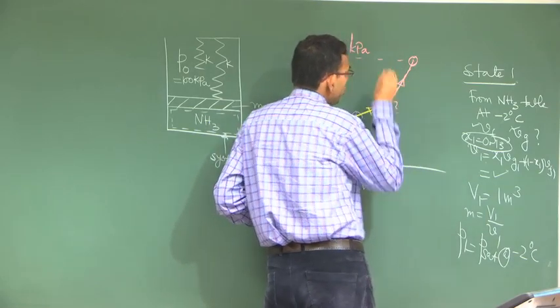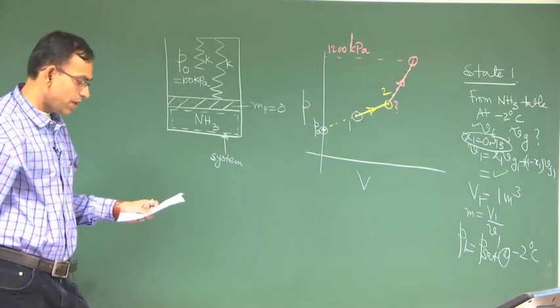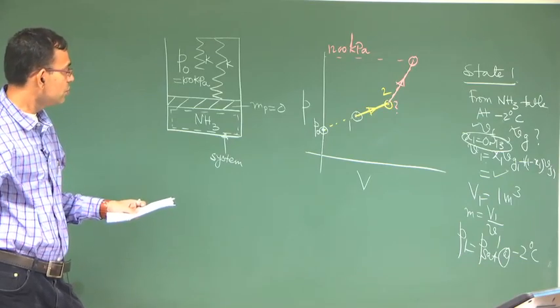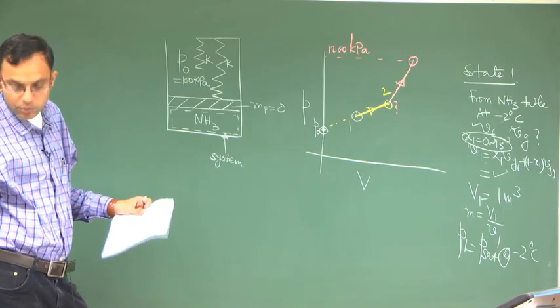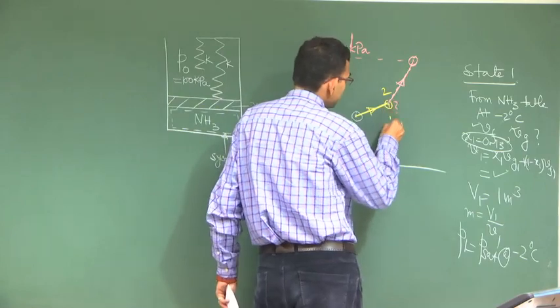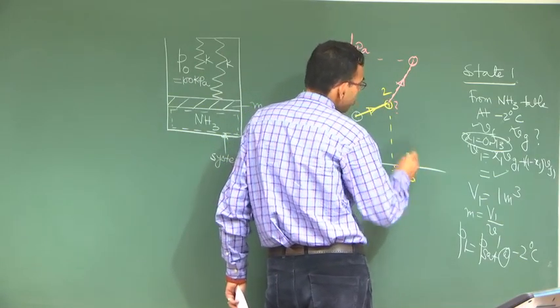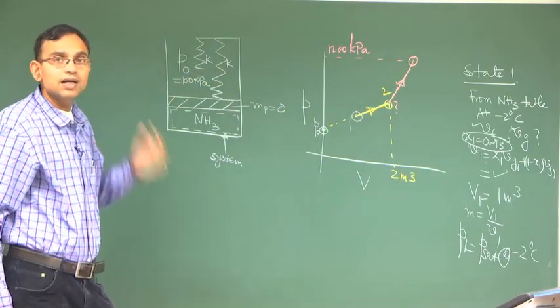But this point 2 is not known. So, a part of this problem is: what is the pressure at this point 2? What is known is the volume at point 2, because it is given that at this point the volume is 2 meter cube, at which the other spring also touches the piston.